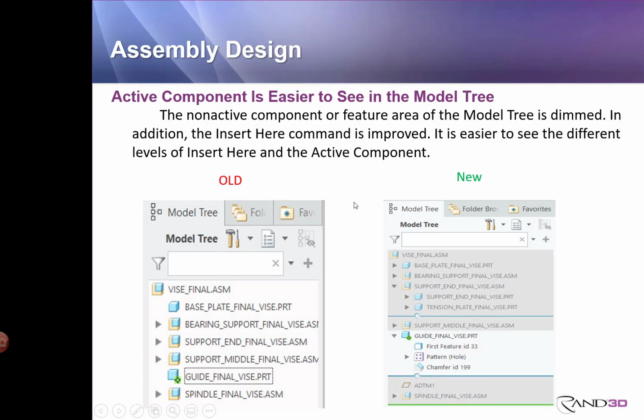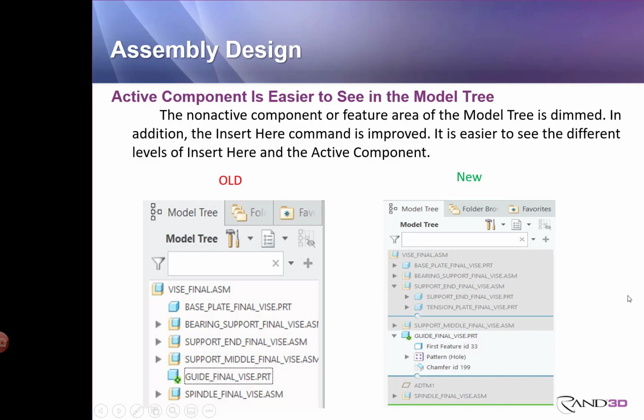Also, changes within the assembly. We have an update to the insert here and the activate command. When we're dealing with the activate command, in the old setup, when you activated a component, it would simply put the little green dot next to it. Now, in the actual display, the part would be its normal display, but all the other parts would gray out. Now, if I activate that same component, it is the same display in the tree where it's white, and all the other components gray out within the tree.